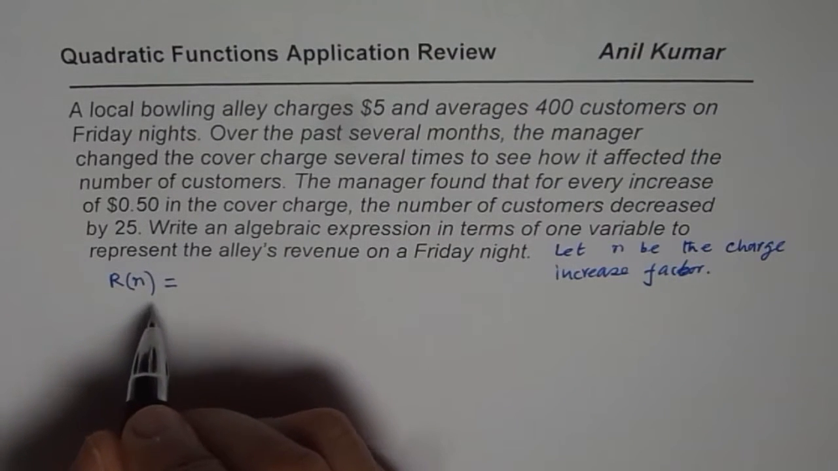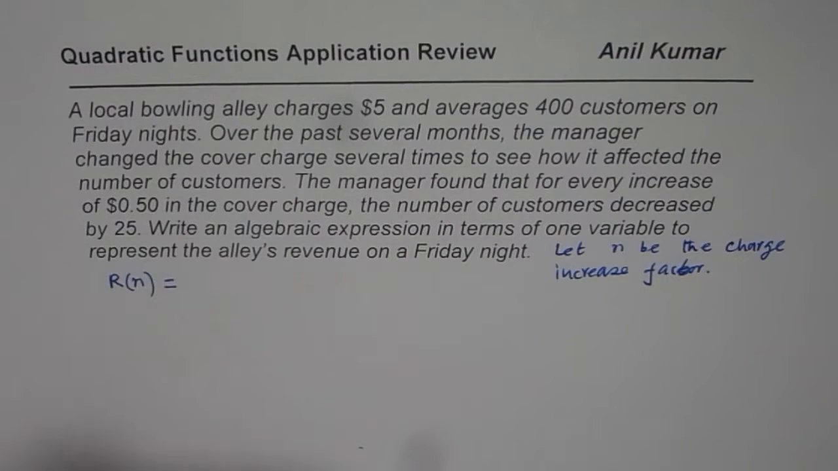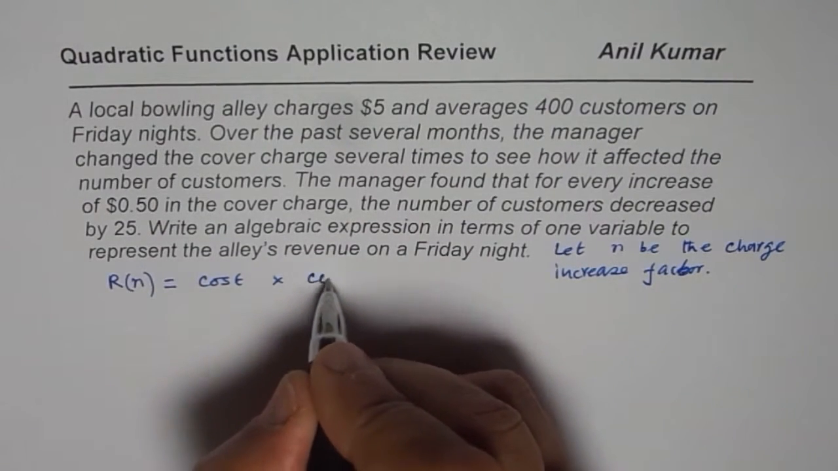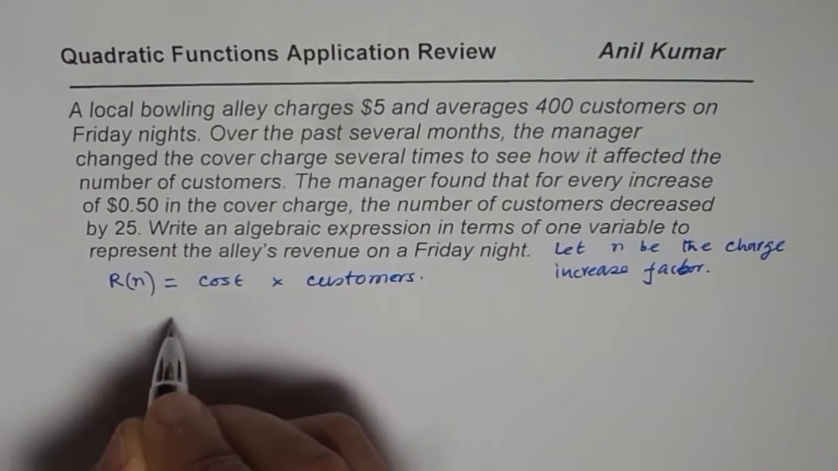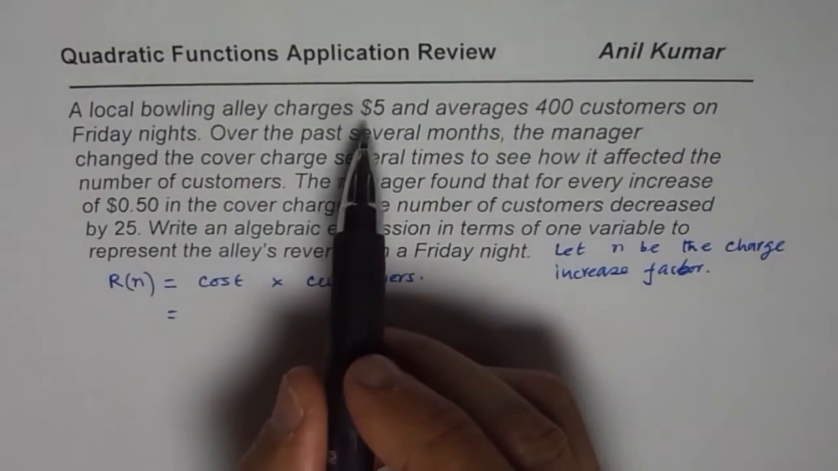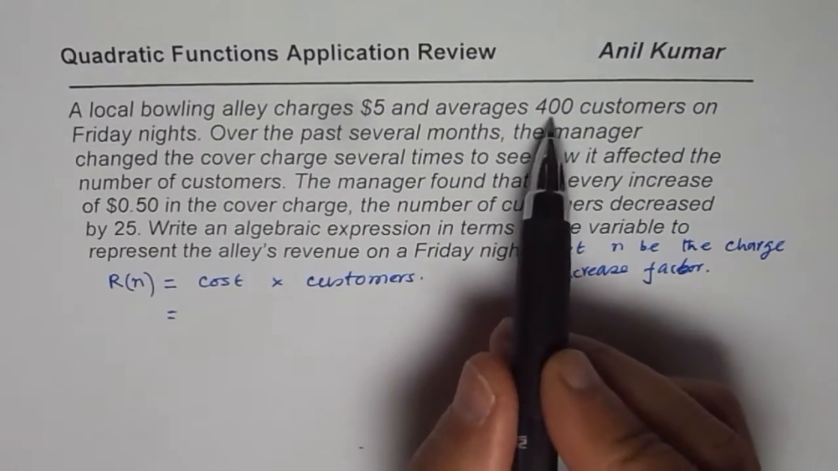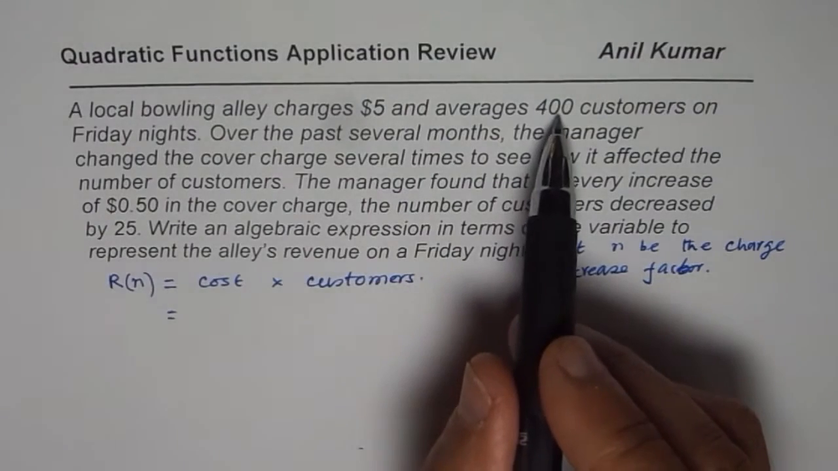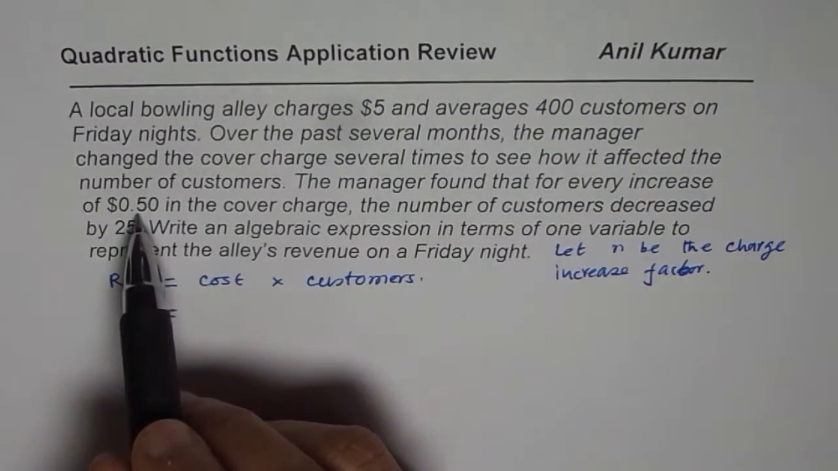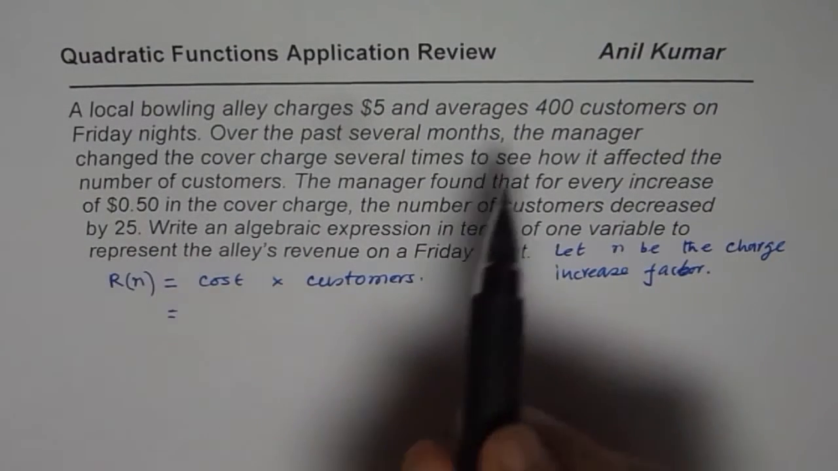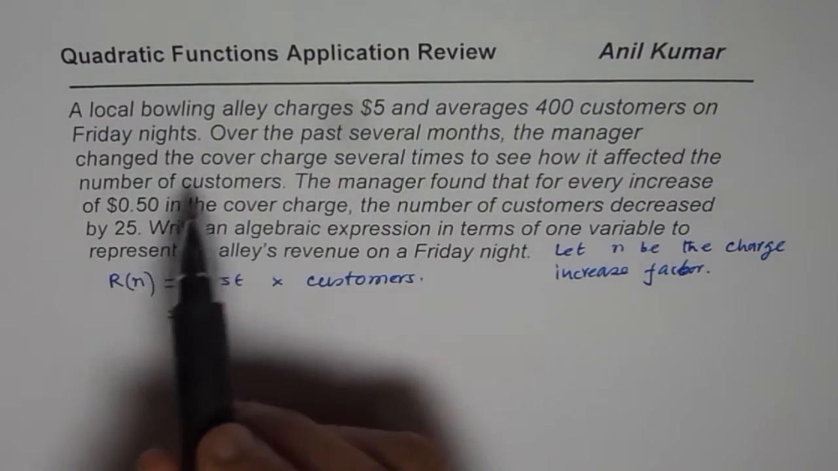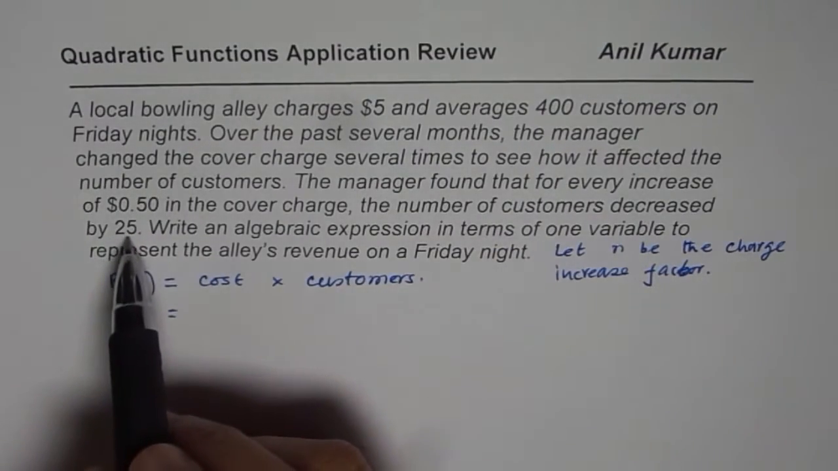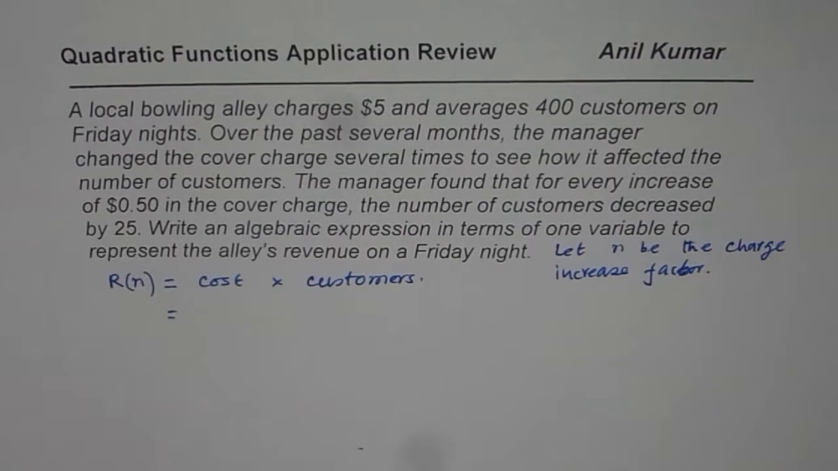Revenue is always cost times number of persons, right? So revenue, I should write here, cost times number of persons, customers in this case. Okay. Now what we are trying to figure out is that the cost is varying. For $5, there are 400 customers. If I increase the cost by 50 cents, then the number of customers becomes 400 minus 25. If I increase the cost by 2 times 50 cents, then the customers will decrease by 2 times 25. So every n number of times I increase my cost, those many n number of times 25 customers decrease. So that is the relation between cost and the customers.